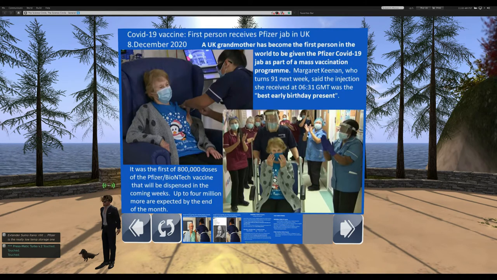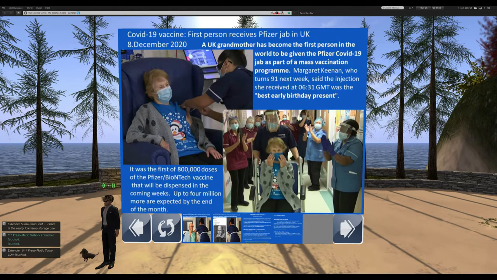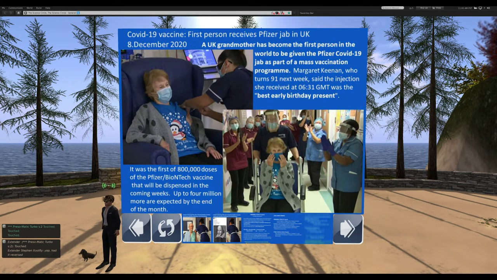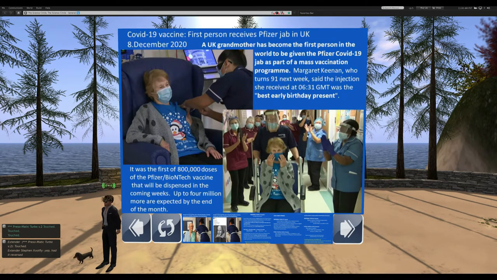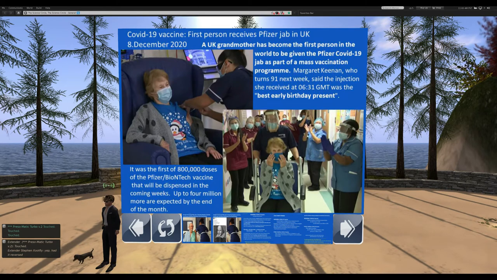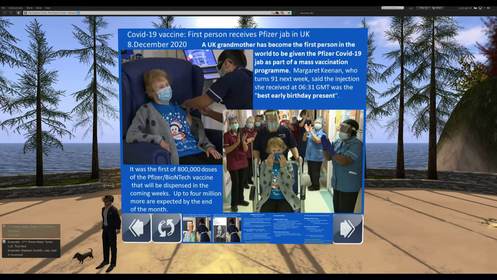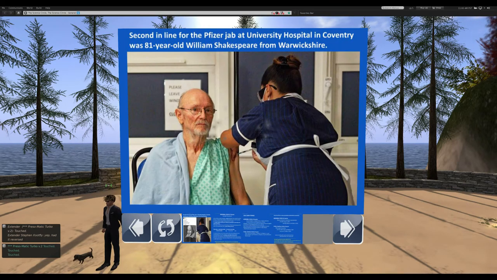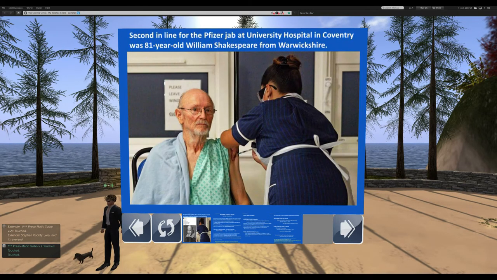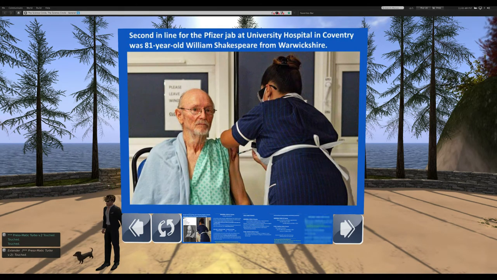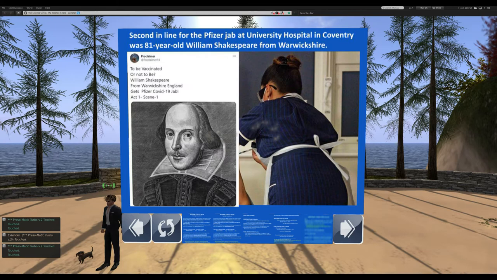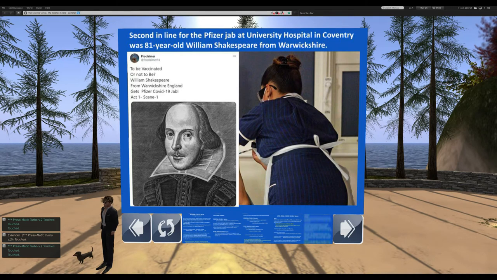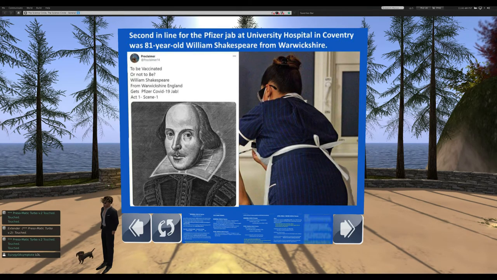And I just threw these in for fun. This was the first lady to get this vaccine, a UK grandmother, first one in the UK anyway. I think she was the first one ever to get it as a patient. She was 91 years old, said it was an early birthday present. And Pfizer is really gearing up quickly to produce more of these. And here's William Shakespeare. He was number two to get jabbed in the UK. And so I couldn't resist. I threw in this slide, to vaccinate or not to vaccinate. There is no question.